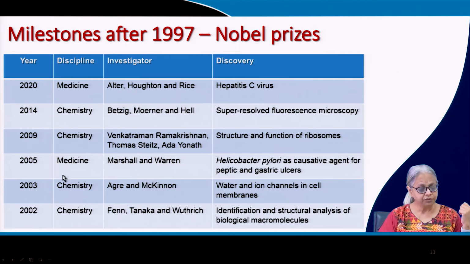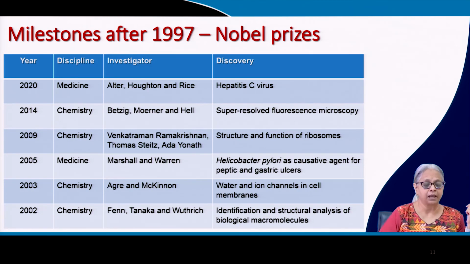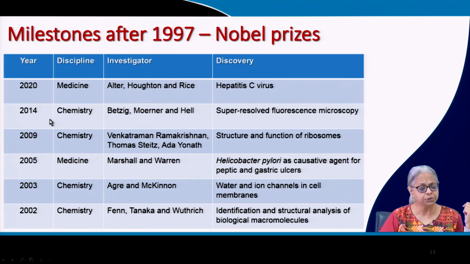Then we come to 2005, and Marshall and Warren were able to identify Helicobacter pylori as the causative agent of peptic and gastric ulcers. In 2009, in chemistry again, we have Ramakrishnan, Steitz, and Yonath, who were able to describe the structure and function of ribosomes. Ribosomes are extremely essential organelles in eukaryotic cells, and we will be looking at some of these points later as we go along. In 2014 chemistry, Betzig, Moerner, and Hell came up with a new method, super-resolved fluorescence microscopy.